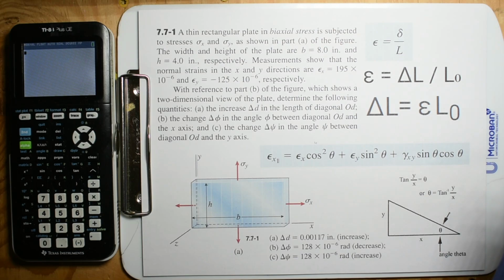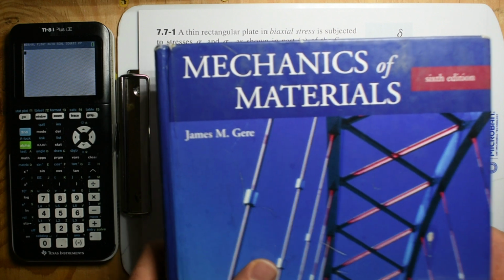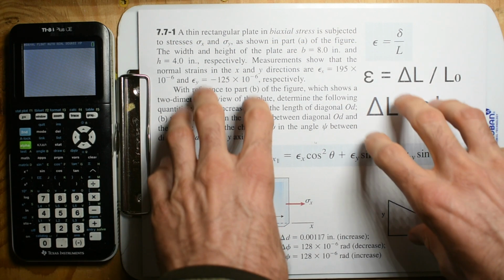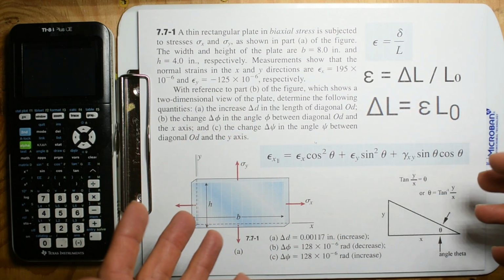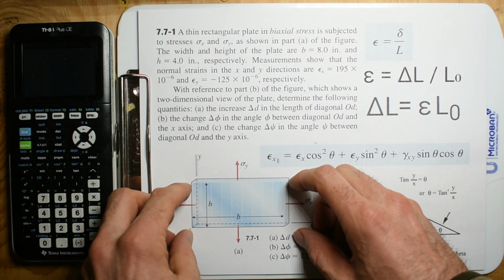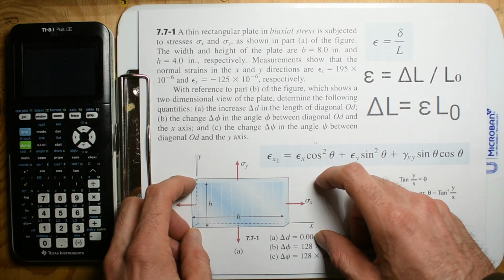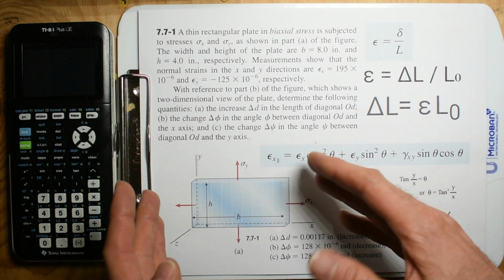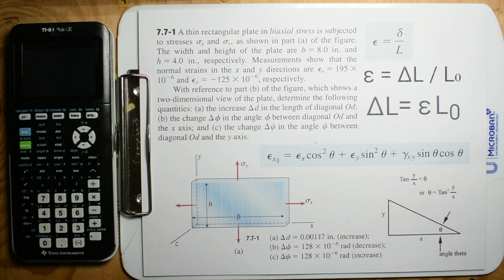Alright, so we got Mechanics of Materials, and this is the book by Gere. And this is probably one of the hardest chapters in the hardest section. It's plane strain, and that means this little chunk of whatever is going to change in length in this direction and this direction. Because of that, we want to know maybe what happens at a diagonal. So this is kind of easing our way into it.